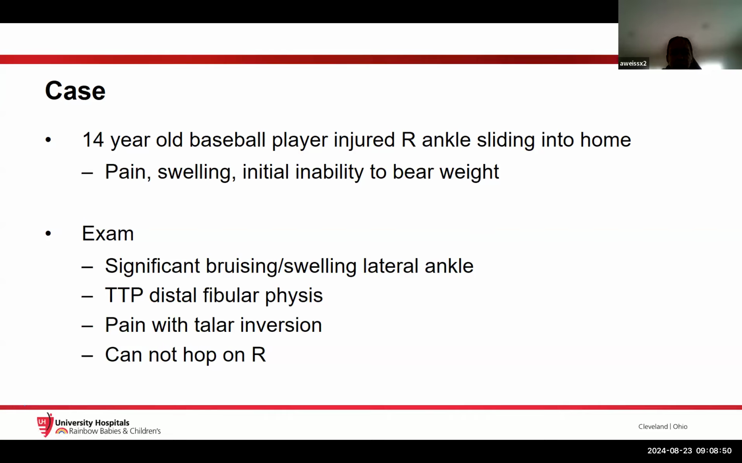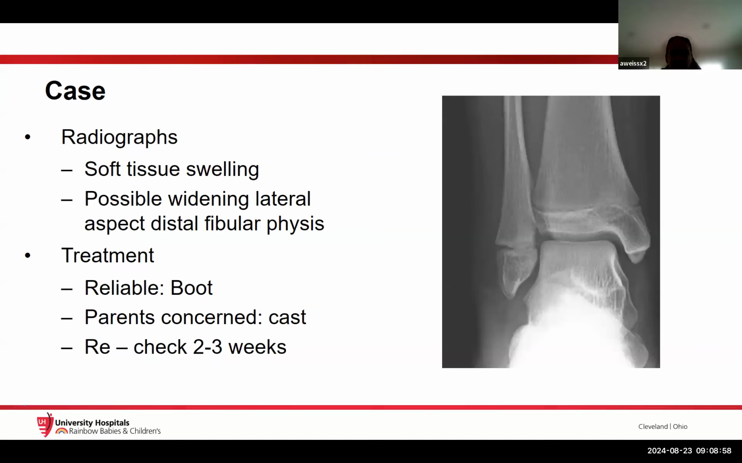So this kid had significant bruising and swelling, tenderness to palpation of the distal fibular physis, pain with talar inversion, and was not willing to hop on that leg. There was some soft tissue swelling. You look at it and think, is that a little bit wide? Well, as you're learning, whenever kids have swelling and pain at the area where the physis is, we treat it as a Salter-Harris 1. And this kid was having trouble weight bearing anyway.